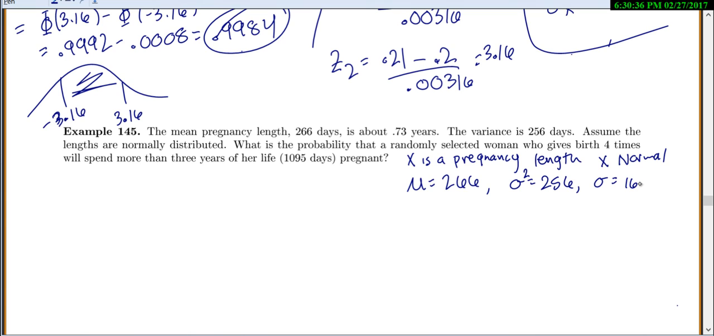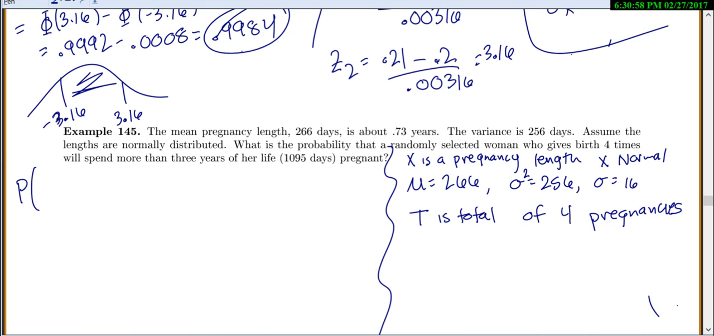So we have all of that. And it's saying, what's the probability that the total is more than 1,095 days? So let's say T is the total of 4 pregnancies. And again, to do this, you have to do all of that work from just 2.6. So say, okay, how would I define T? Let's say T is the first pregnancy plus the second pregnancy plus the third plus the fourth.